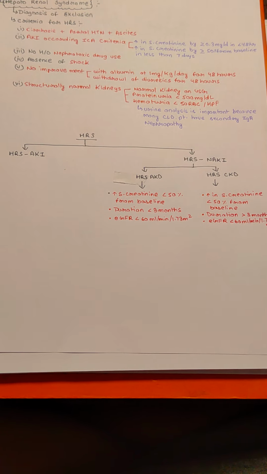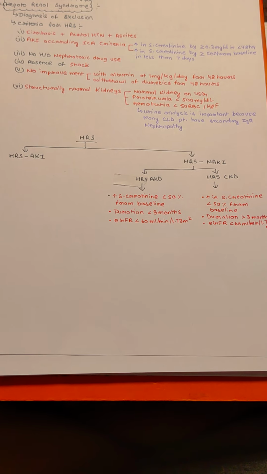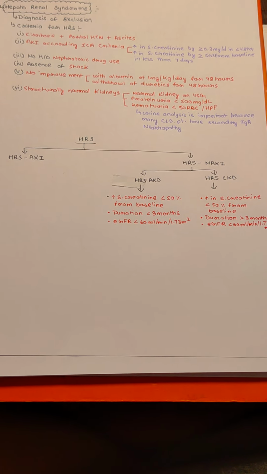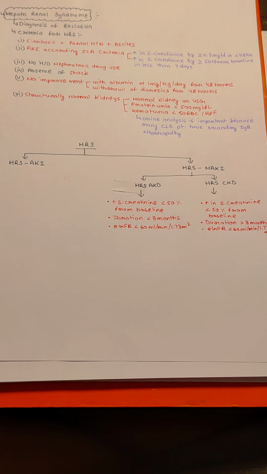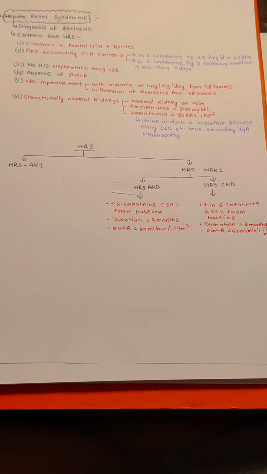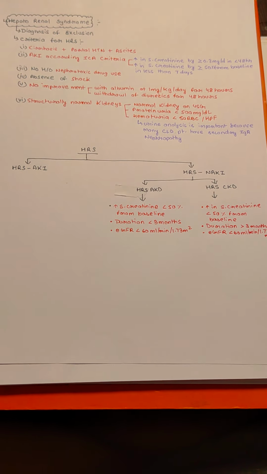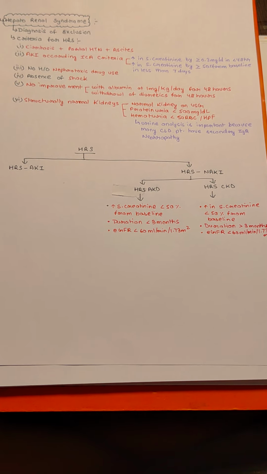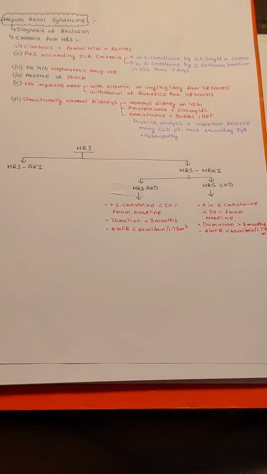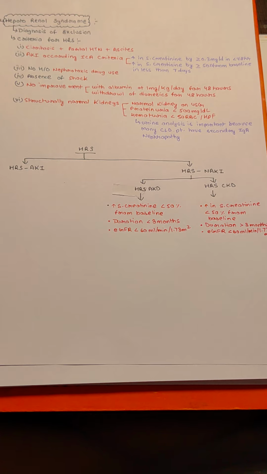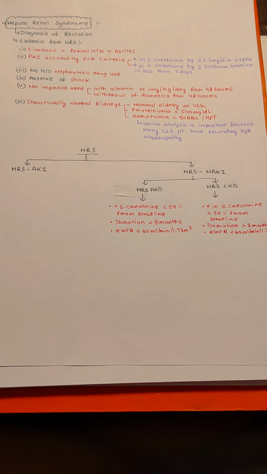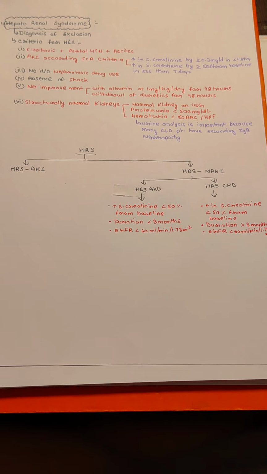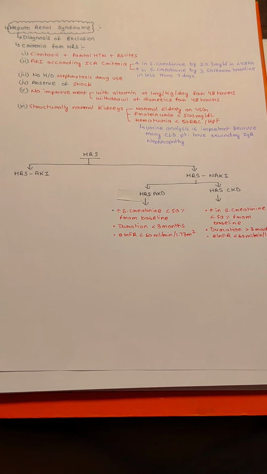So what exactly is the new classification for HRS? Earlier HRS used to be classified as HRS type 1 and type 2. However, this classification is no longer in use, and now we use HRS-AKI and HRS-NAKI, or HRS not associated with AKI. So HRS-AKI is diagnosed with the criteria that I told you above, and it is a very life-threatening condition with the median survival without treatment being 2 to 4 weeks, and it is mostly precipitated by SBP, which is spontaneous bacterial peritonitis.